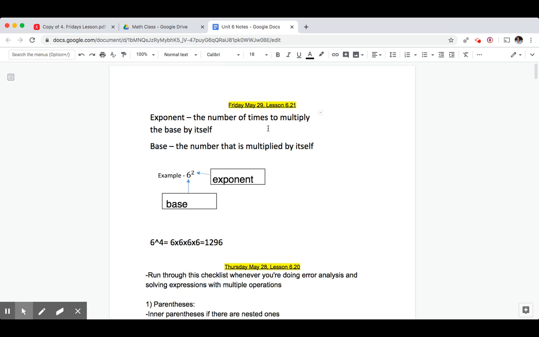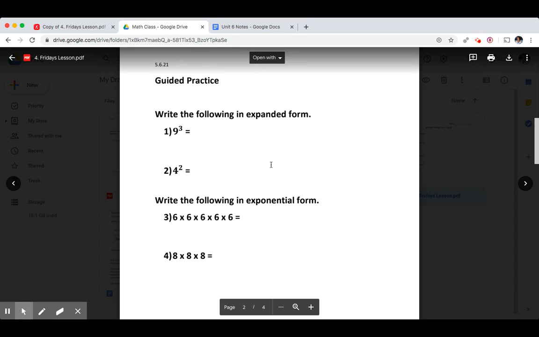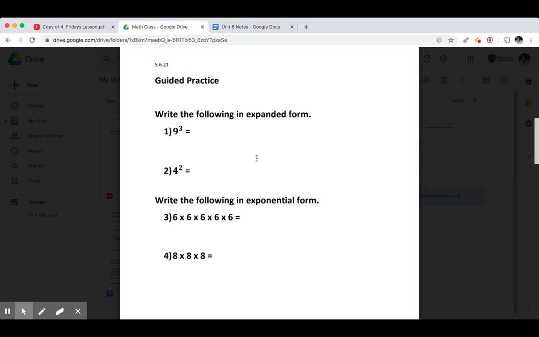Go ahead and jot down your notes for today so that you can use them during your practice problems and during the exit ticket. Go ahead and try the guided practice problems independently and come back to the video to discuss.